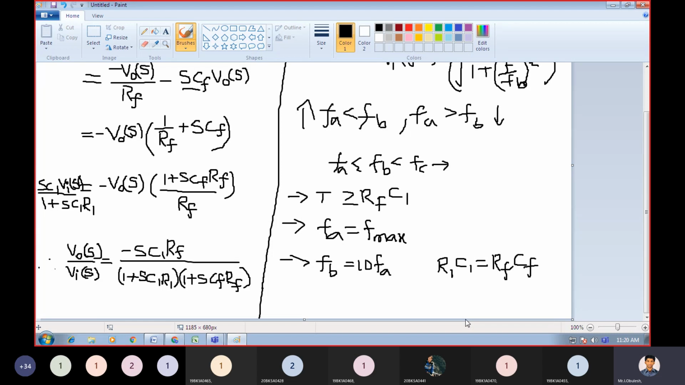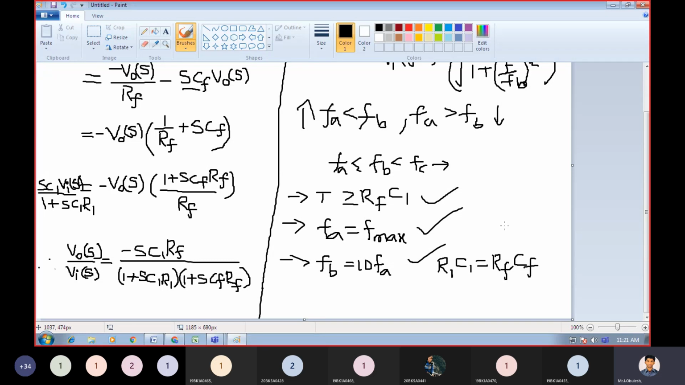then after this, see these three points for a good differentiator. These three are for a good differentiator. The first one is T is greater than or equal to RF into C1. The second one is choose fa equal to f maximum of the input signal. Assume that the practical value of C1 is less than 1 microfarad.